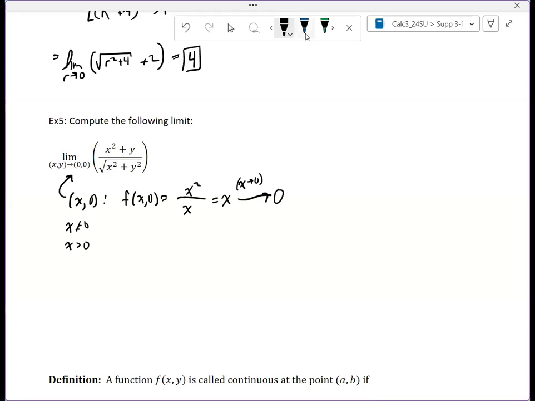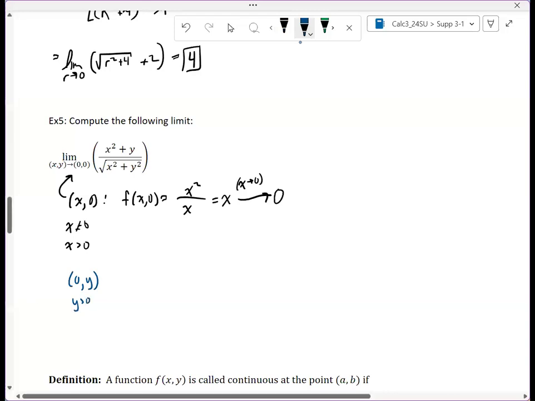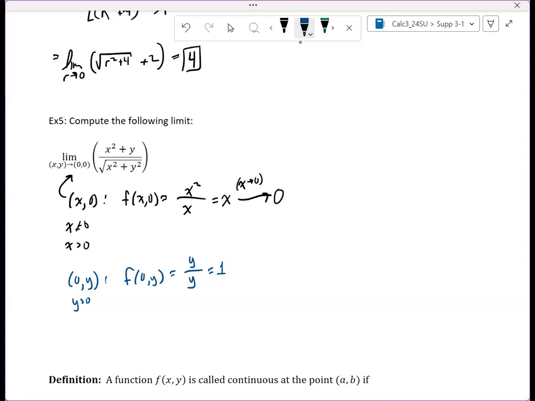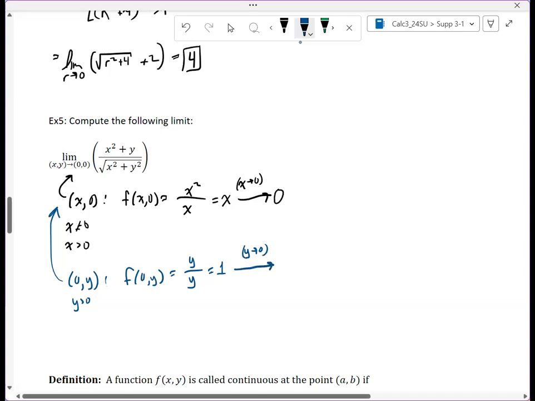What if I approach along the y-axis instead? 0 comma y. And again, we'll take y bigger than 0. f of 0 comma y, when x is 0, what do I get? It's going to be y over the square root of y squared, or that's just y over y, which is just the constant 1. The y's divide out. And then again, to approach the point 0, 0, I have to take y goes to 0. But of course, for the constant function 1, as y goes to 0, that doesn't affect the output. It's still just 1.